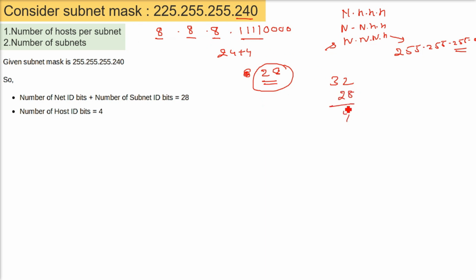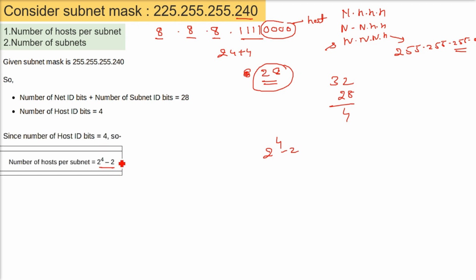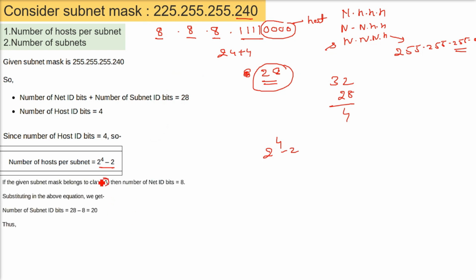32 minus 28. So you can also say that this 4 we have borrowed from the host, and that borrowing will give you subnets. So 2 to the power 4 minus 2 is the number of hosts per subnet you can assign. Let us assume that this is class A. In class A, the first octet is always network, so you don't have to worry about it.